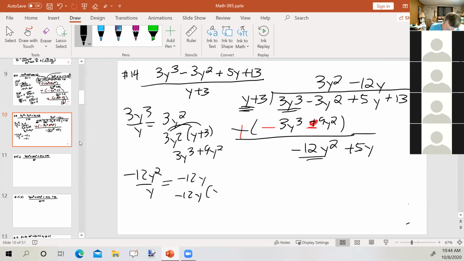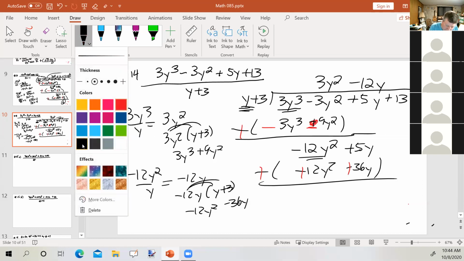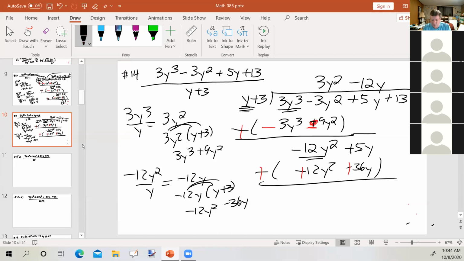Negative 12y times the quantity y plus 3 is negative 12y squared minus 36y. Write that up here. Subtract that from what's up above. Distribute the subtraction, changing it to addition of the opposite. Add up the columns. Negative 12y squared plus positive 12y squared is no y squared. 5y plus 36y is 41y. Bring down the next term.